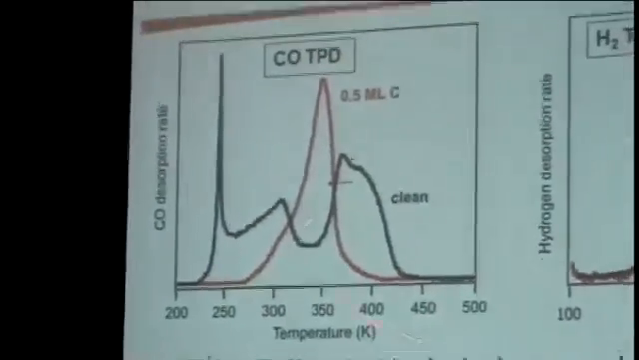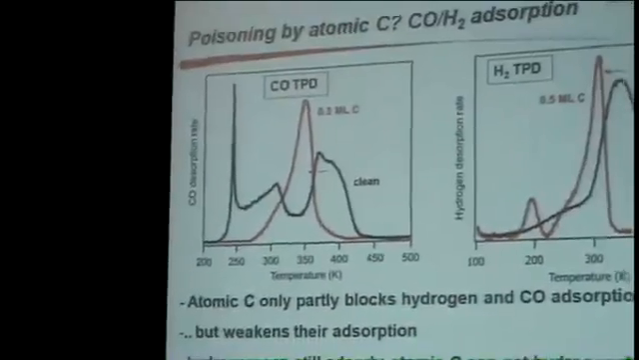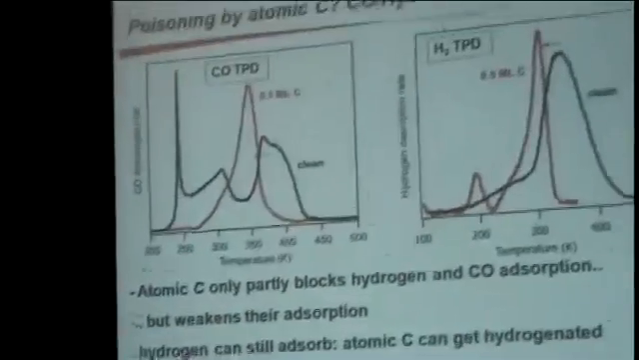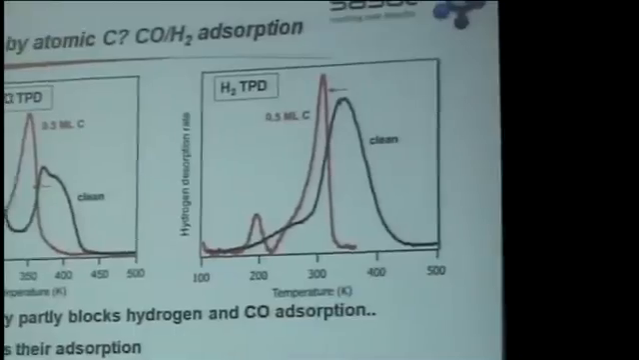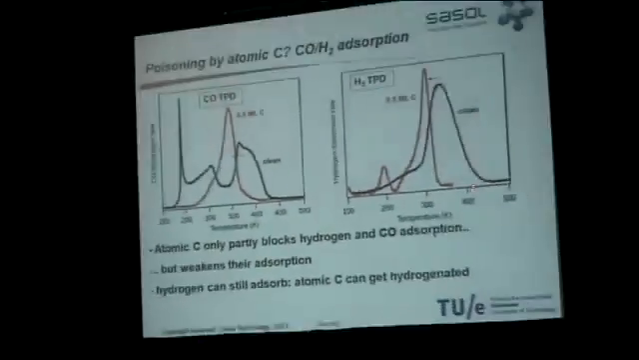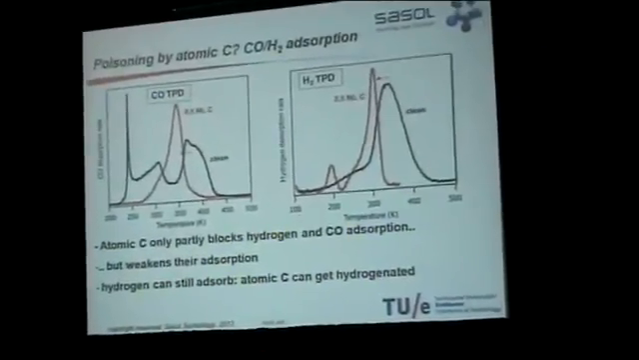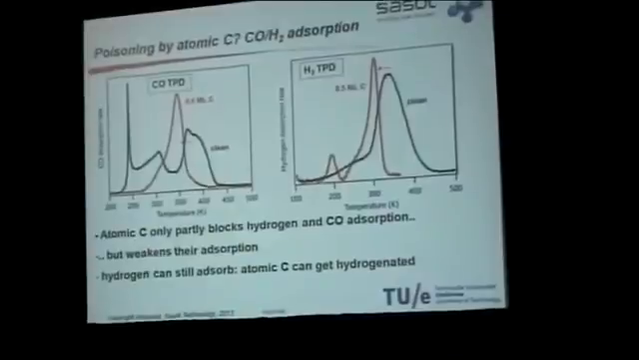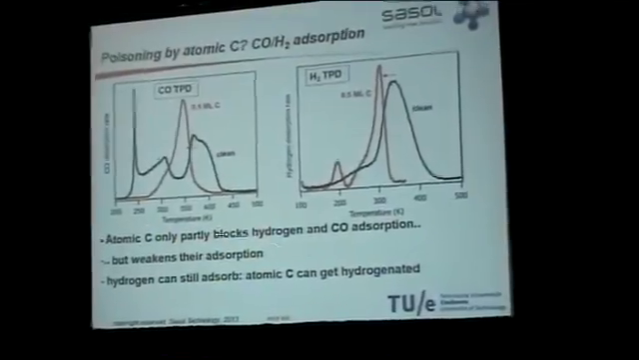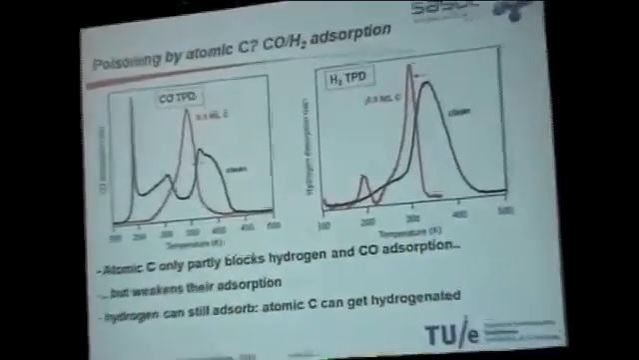But you can still get quite a significant amount of CO and hydrogen on the surface. So based on that, we conclude that probably it's just a weak poison. In particular, we can co-adsorb hydrogen next to the atomic carbon, which makes it quite likely that the carbon can be hydrogenated, so you can also remove it easily. So it's not an irreversible poison, and it only slightly weakens the adsorption of the reactants.